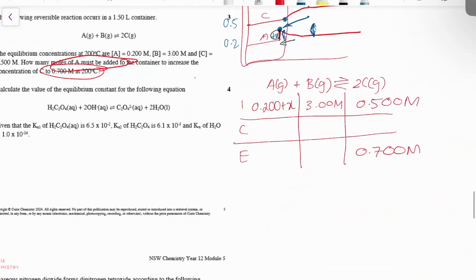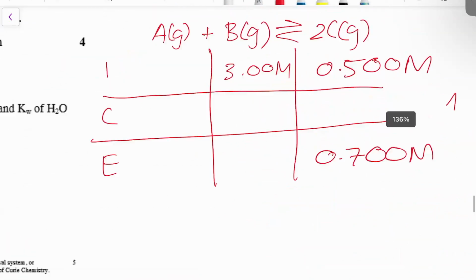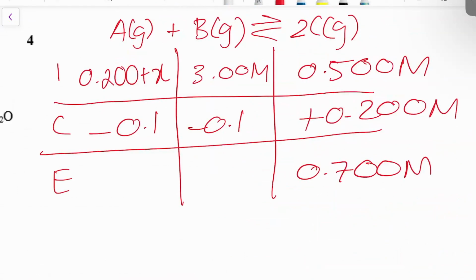Notice how the change is not the X that we're looking for for A. The change is actually that shift in C, which is plus 0.2. And then it's a 1 to 2 ratio. So B is going to be minus 0.1, and A is going to be minus 0.1. So for A, 0.2 plus X minus 0.1 gives you 0.1 plus X. And then B gives you, oh no, not 3.9, 2.9.